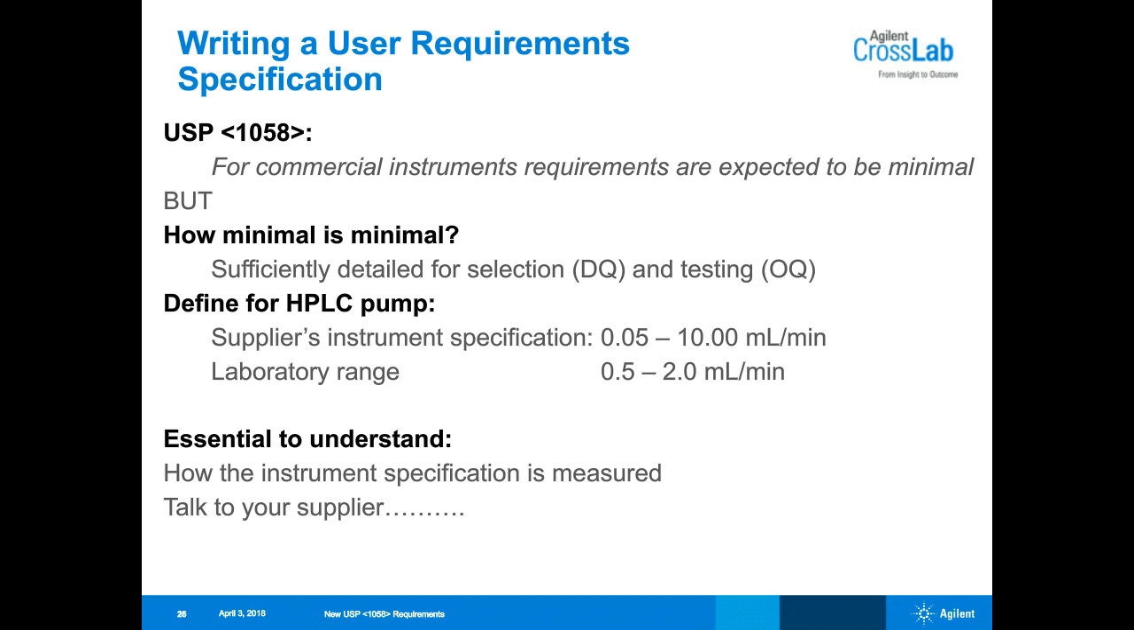However, what do you really want? Now, I've put the example down here as 0.5 to 2 mL a minute for conventional chromatography. This is an average. You decide what you want. But the key thing is it is essential to understand how the supplier has measured that specification.